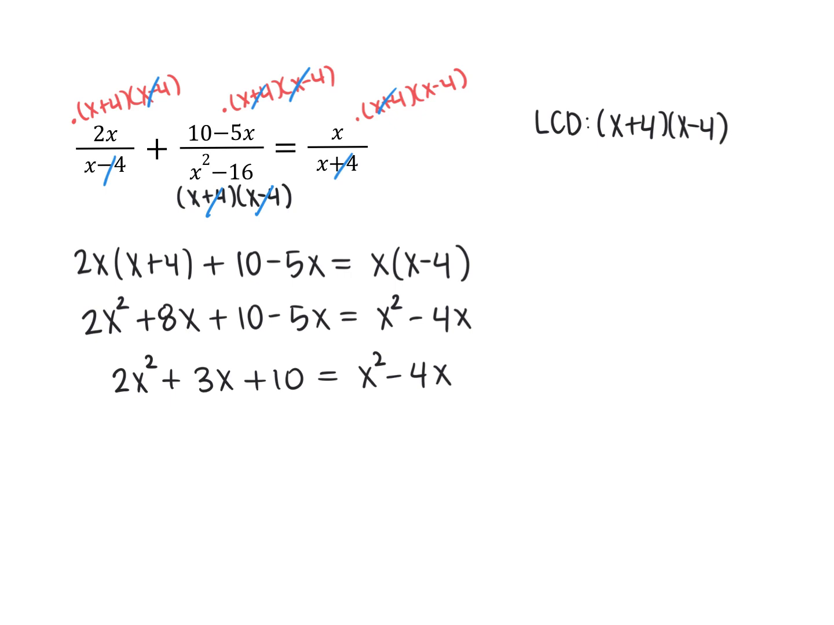Now, I do have x squareds on both sides of my equation. Unfortunately, one of them is a 2x squared and the other one is just a 1x squared. So they're not going to cancel here, which means I am going to have to factor to solve for x. So I need to get it equal to 0. So I'm going to subtract the x squared and add the 4x to both sides. So we get x squared plus 7x plus 10 equals 0.